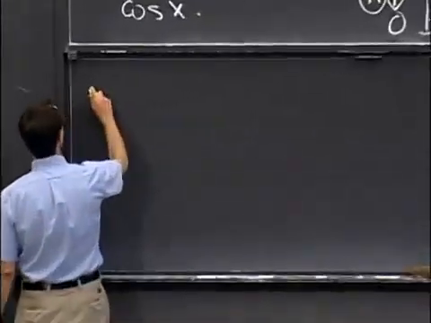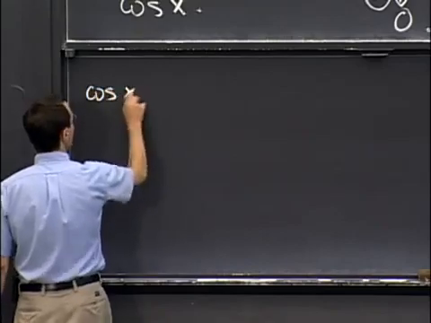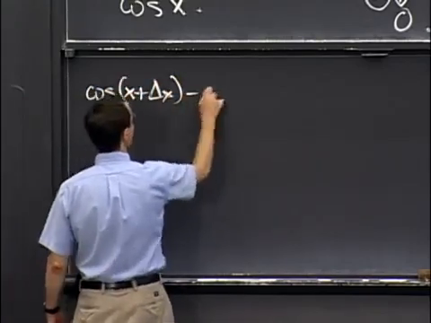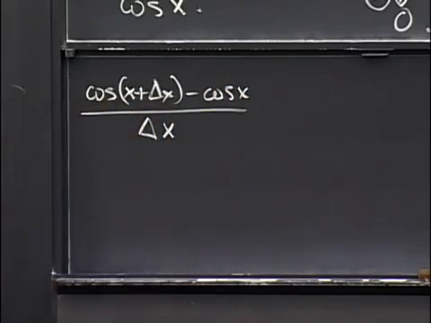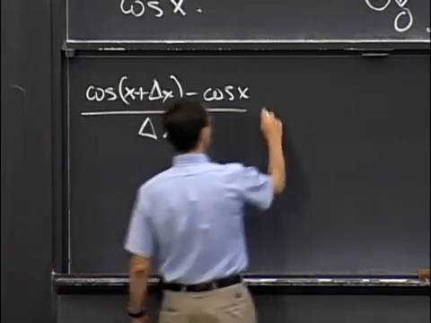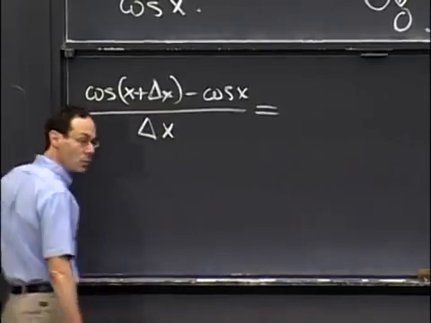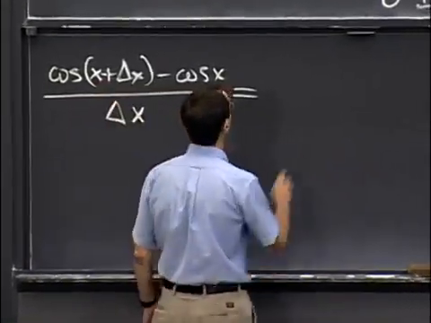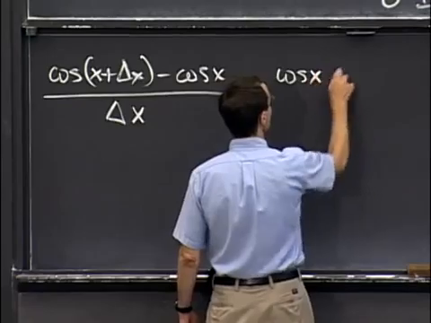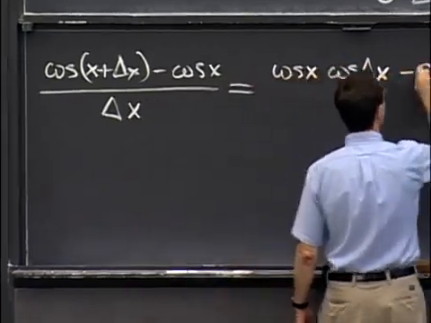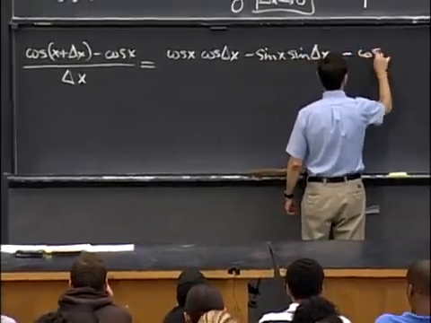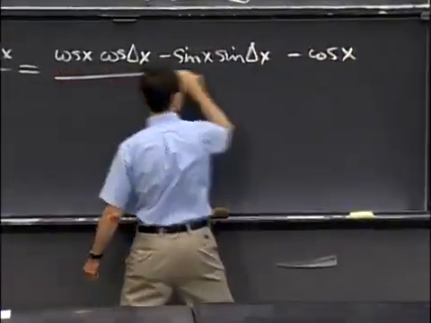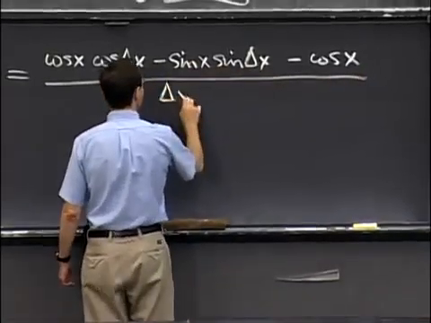So okay, let's do the cosine now. So that's cosine of x plus delta x minus cosine x, divided by delta x. Okay, there's the difference quotient for the cosine function. And now I'm going to do the same thing I did before, except I'm going to apply the second rule, that is the sum rule for cosine. And that's going to give me cosine x cosine delta x minus sine x sine delta x. And then I have to remember, again, to subtract the cosine x, divided by this delta x.